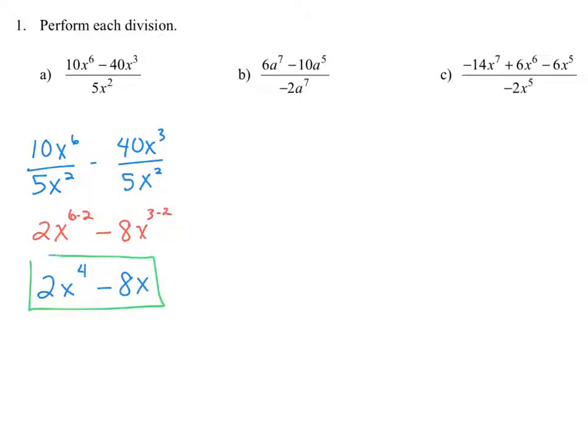So that is your final answer when you take the quantity 10x to the sixth minus 40x to the third divided by 5x squared.